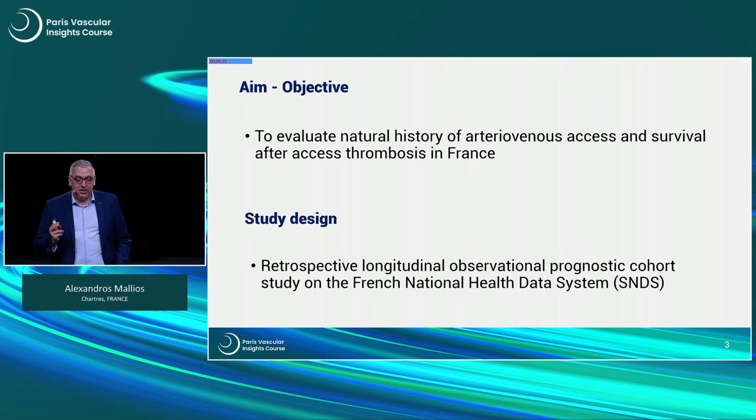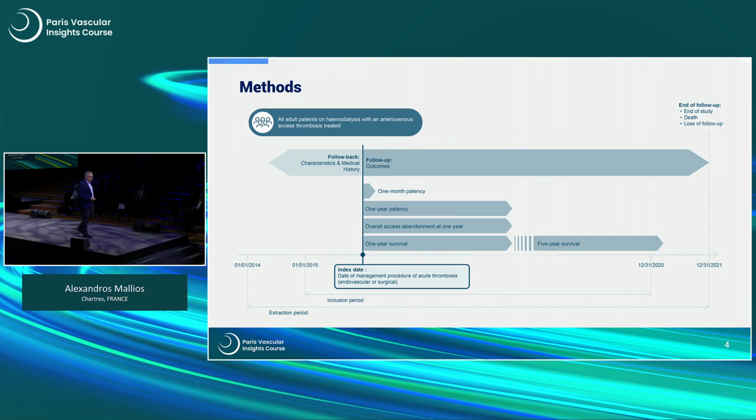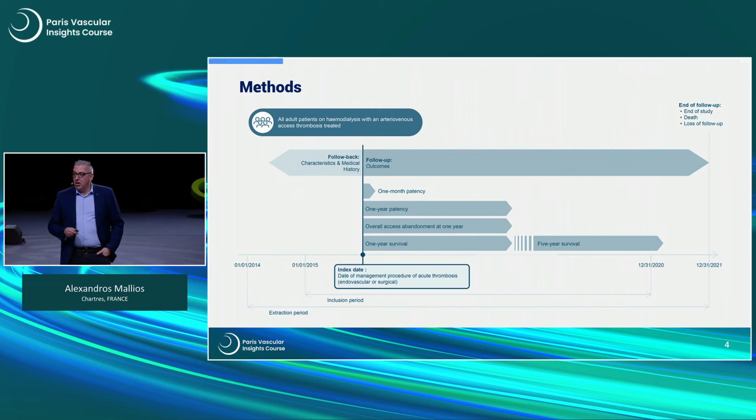It was basically a study where we used coding data from the national system of France to identify patients that had a fistula thrombosis, and follow these patients up based on the coding system and see what happened with their fistula for 5 years after the index event, which was a thrombosis of their fistula.